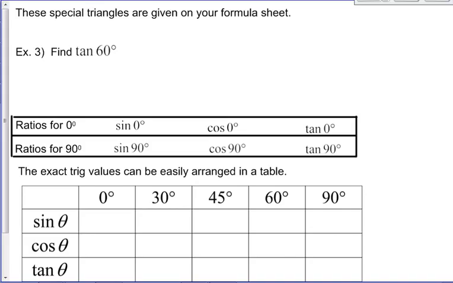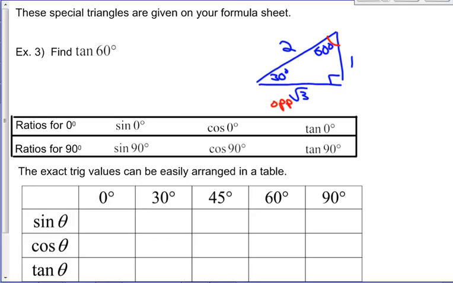So if we want to find the tan of 60, we would just go to our formula sheet, and I think it's drawn this way on your formula sheet. Gives us root 3 here, 1, and 2. So you'd say, okay, I want the tan of 60, that is opposite over adjacent in that triangle. Must be root 3 over 1 or simply root 3. That's how we can find some of those special values.